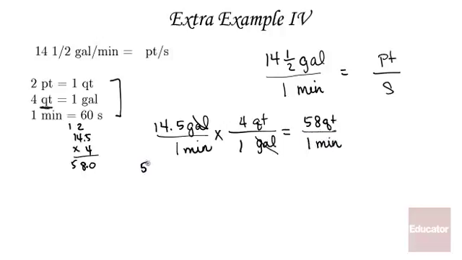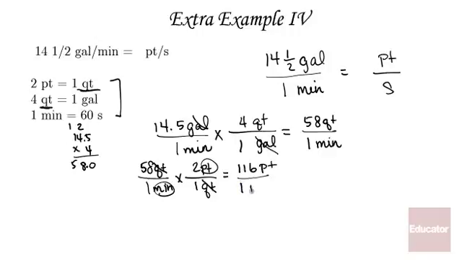Now I'm going to take the 58 quarts and put diagonal to it quarts, because I'm going to use this conversion factor and change the quarts into pints. So 1 quart is 2 pints. And across the top, the quarts and quarts will cancel, and I'll be left with pints per minute. And 58 times 2 is 116 pints per minute.